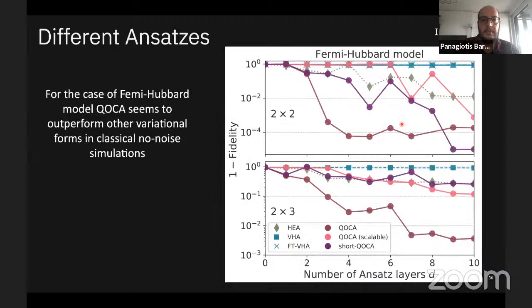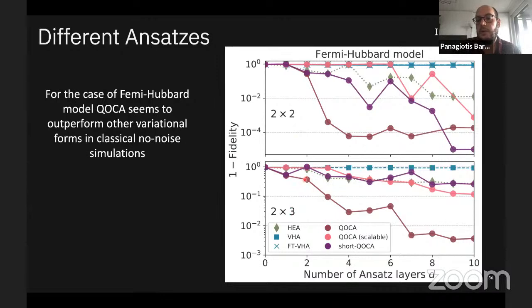In terms of the Fermi Hubbard model, we try to use the QOCA scalable, where we repeat some parameters to reduce the number of variational parameters needed, and the short QOCA version, where we don't use the hopping operator. For this case, we are able to converge to the solution for most of the cases with fidelity in the order of 3 or 4 nines, depending on the size of the system. The upper panel is for a Fermi Hubbard model with a 2 by 2 lattice, and the one below is 2 by 3. So 8 and 12 qubits, respectively.